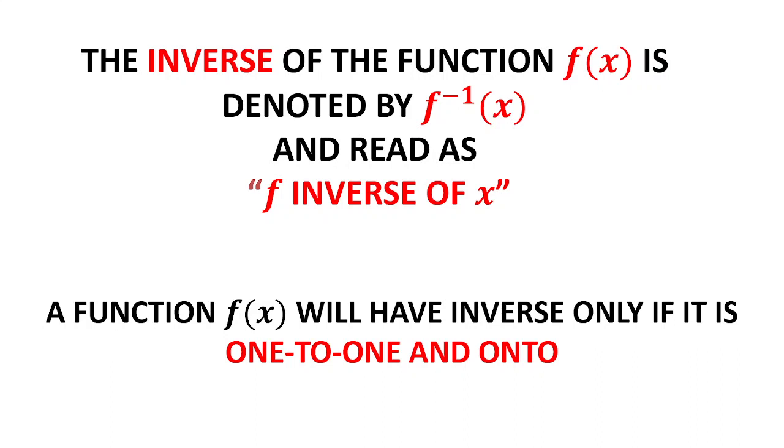A function f of x will have an inverse only if it is 1 to 1 and onto. We have already seen in the previous chapter what we mean by one-one function and onto function. For a function to have an inverse, it should be both one-one and onto. It should be a bijective function.